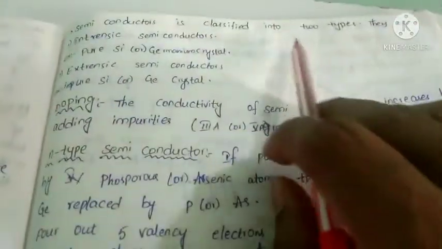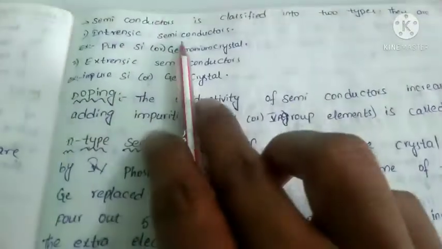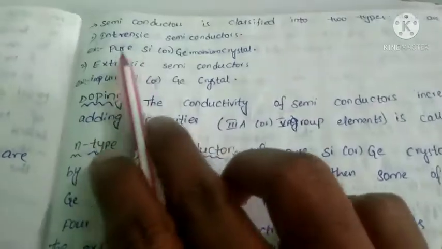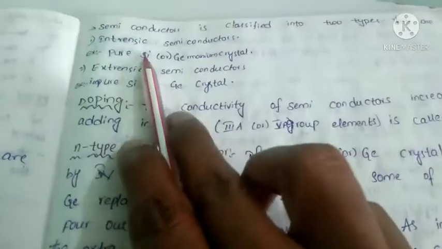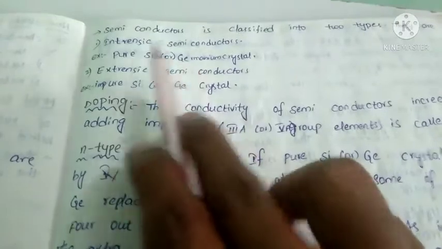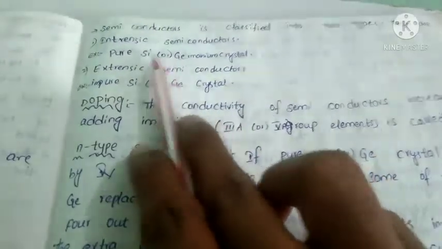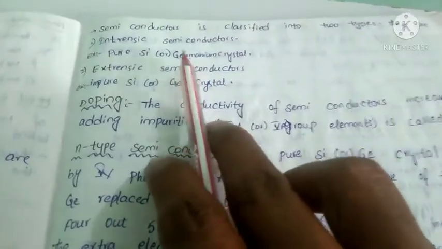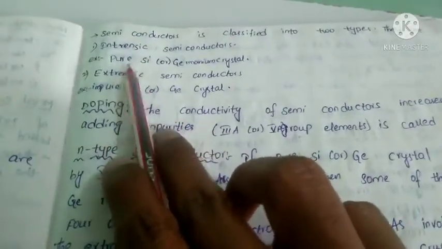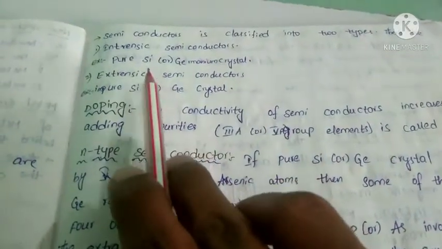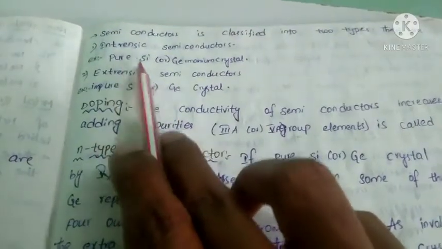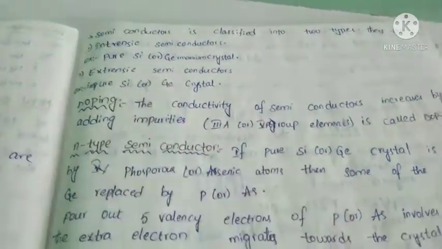Semiconductors are classified into two types: intrinsic semiconductors and extrinsic semiconductors. What is intrinsic? Intrinsic means pure silicon or germanium crystals. That means if the silicon and germanium do not have any impurities, they are called pure. If they don't have impurities, that is intrinsic. If they have impurities, they are extrinsic.